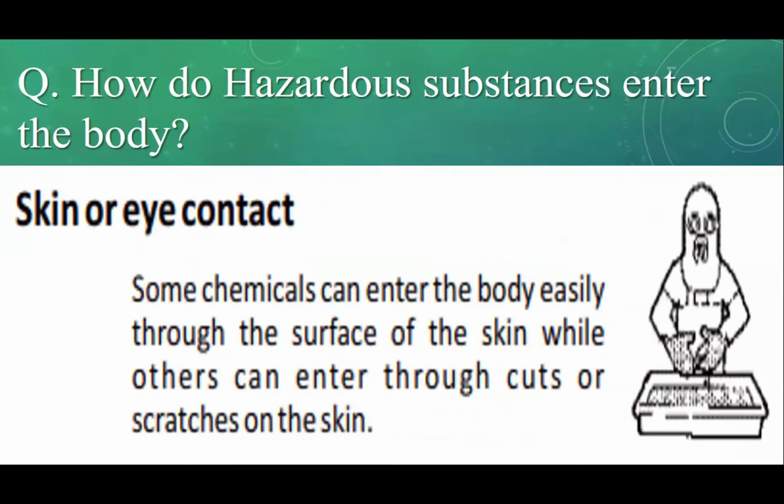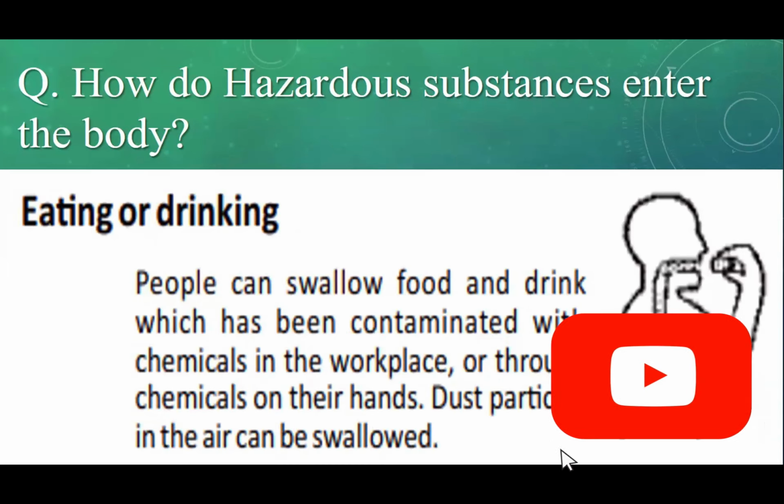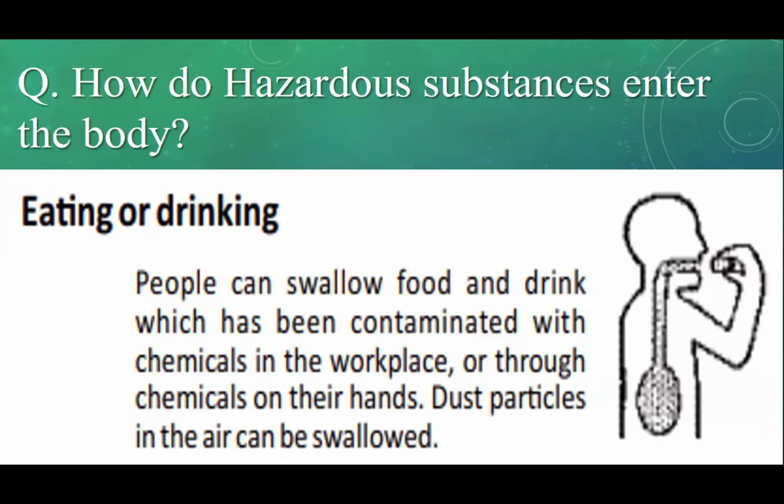The second one is skin or eye contact. Some chemicals can enter the body easily through the surface of the skin, while others can enter through cuts or scratches on the skin. So see, it's also dangerous. The third one is eating or drinking. People can swallow food and drink which have been contaminated with chemicals in the workplace or through chemicals on their hands. Dust particles in the air can also be swallowed. In this way, it can be very dangerous for human health.